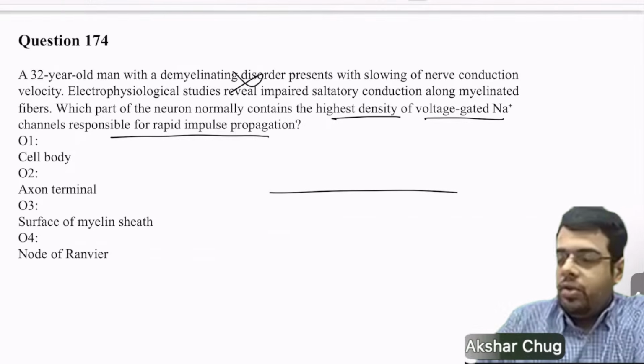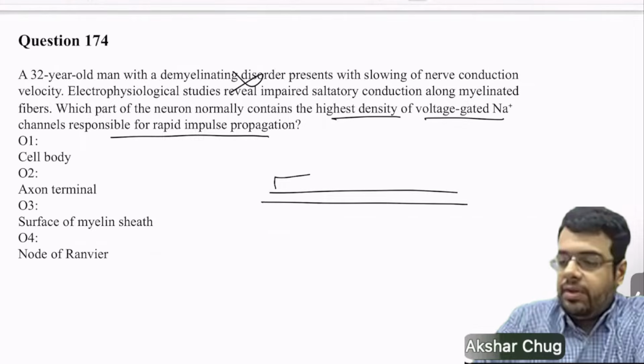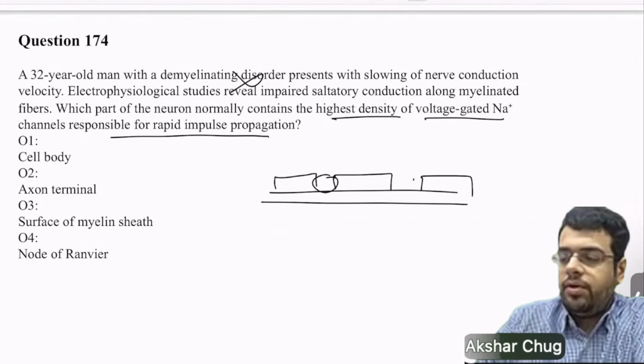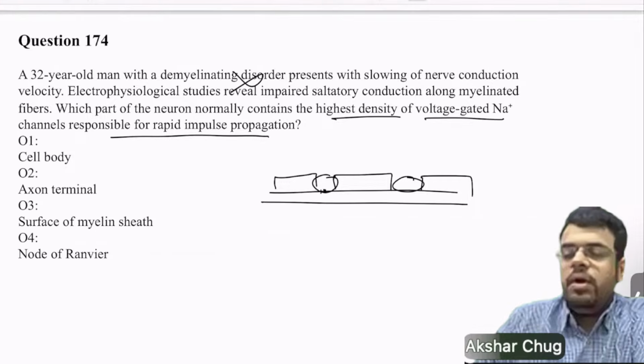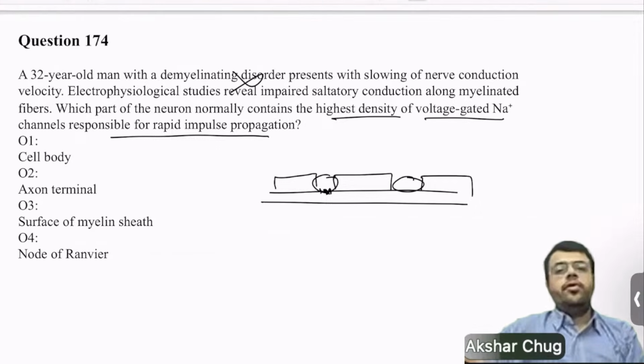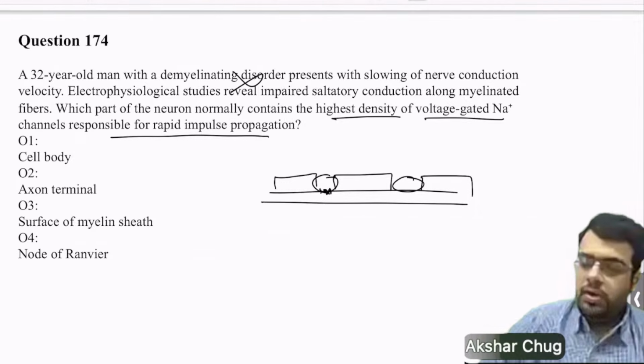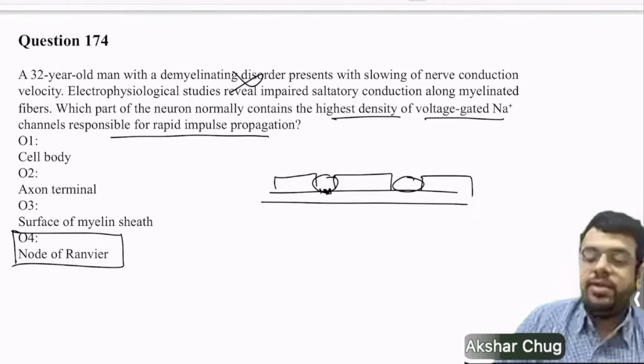Whenever we have a neuronal membrane, we have this myelin sheath. In between the myelin sheaths, we have nodes of Ranvier, which contain a high amount of sodium channels, which are used for saltatory conduction. So nodes of Ranvier, option 4, is the correct answer for this question.